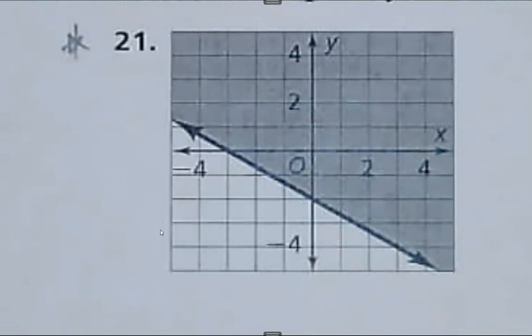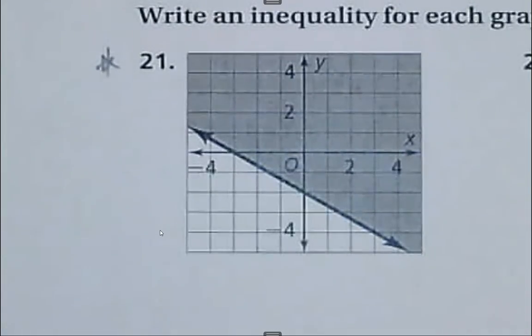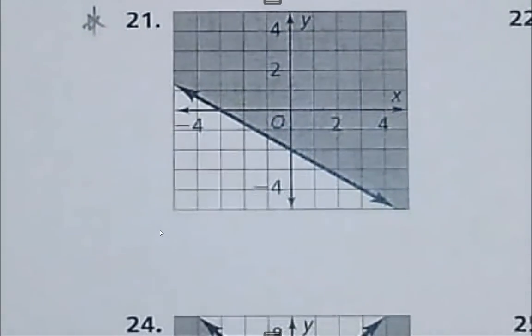Hopefully you can see this. Let me zoom it back out just a little bit. All right, so again, we're to write an inequality for each of these graphs.